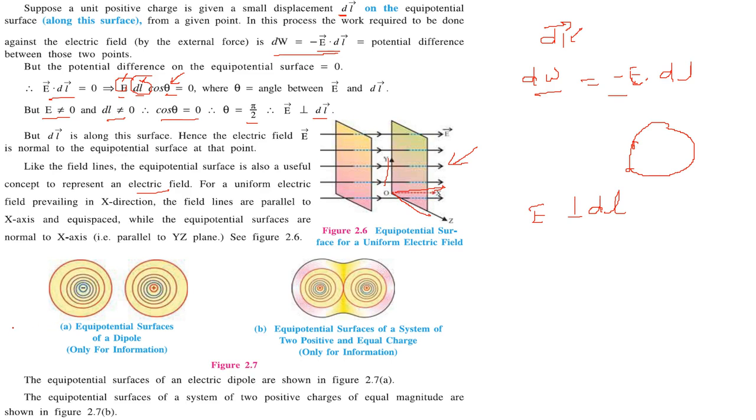This is the equipotential surface of a dipole. This is minus, this is plus, so they are equal charges separated by some distance. And this is just for information. These are the equipotential surfaces of a system of two positive, or equal, charges. So equipotential surfaces for electric dipoles are shown here, and the equipotential surfaces for a system of two positive charges of equal magnitude are shown like this. This is a dipole, and this is because they both are the same charges.